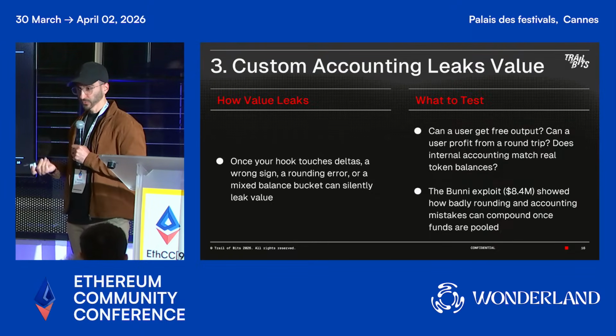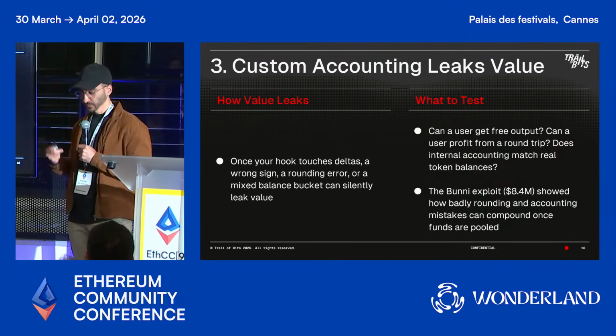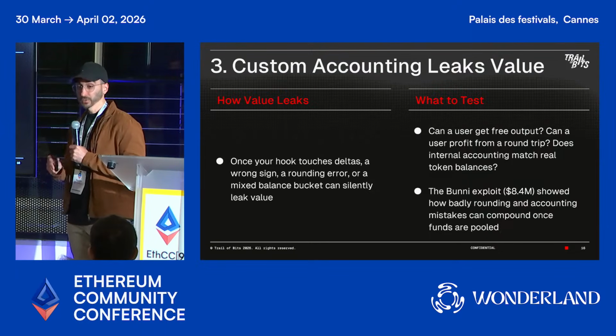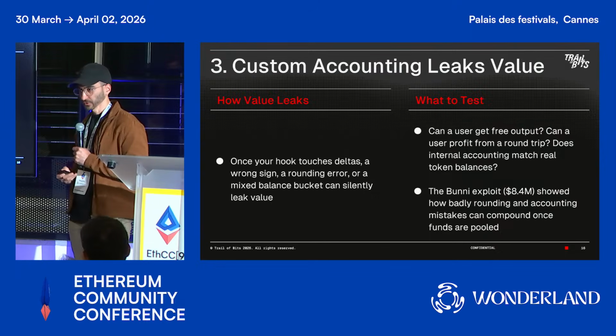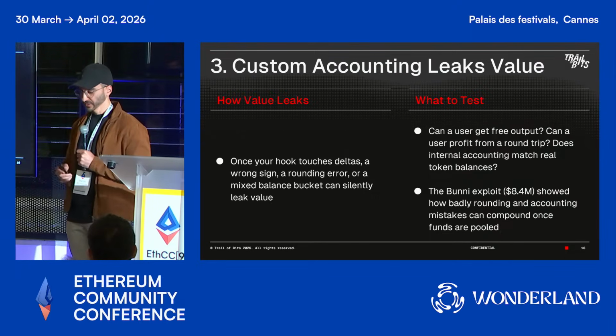Can a user get free output? Can a user profit from a round trip? Does internal accounting match the real token balances? All these questions are obligatory, in my opinion, to go through in order to make sure that all the accounting, if you are implementing custom accounting in your hooks, is safe.